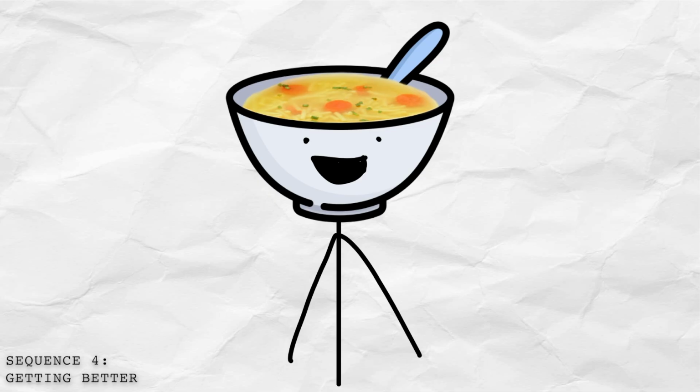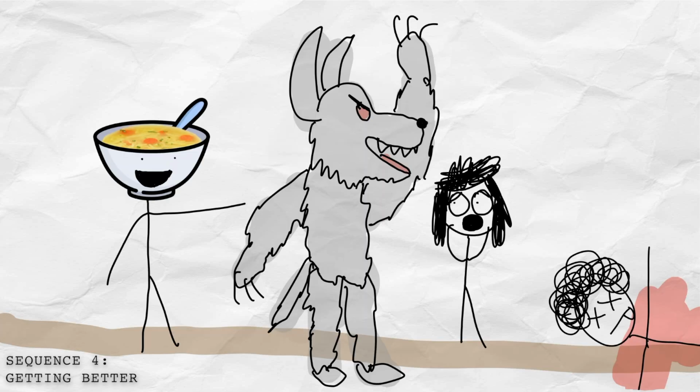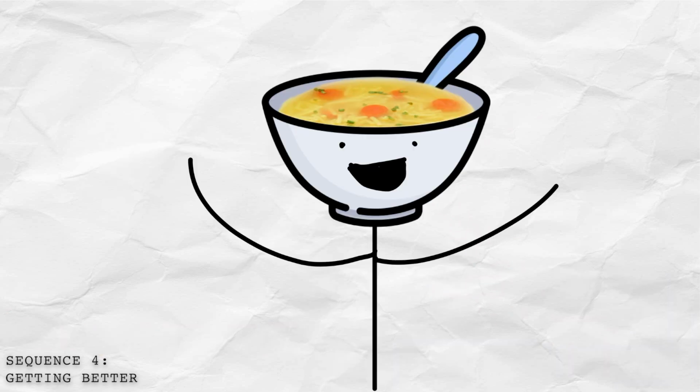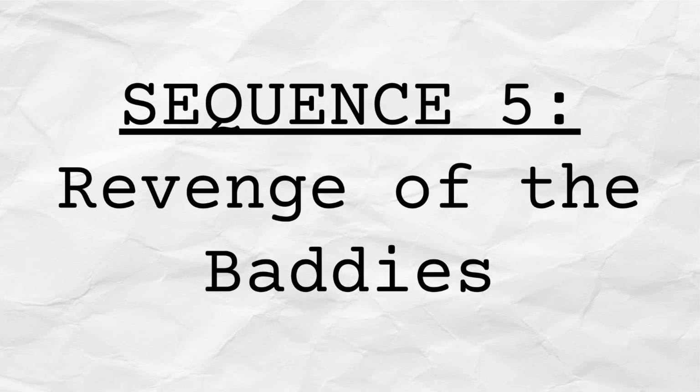I love movies that do wild stuff with their midpoints and totally change the whole story. Introduce werewolves, kill off a significant character, take a big swing, because whatever your movie was before, it'll never be the same after. Sequence 5, Revenge of the Baddies.